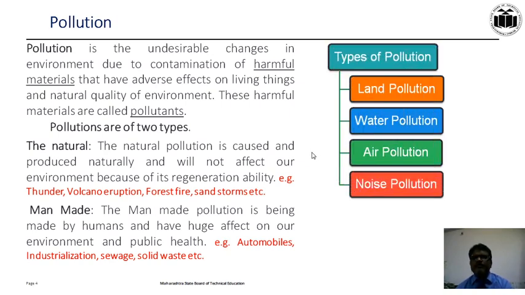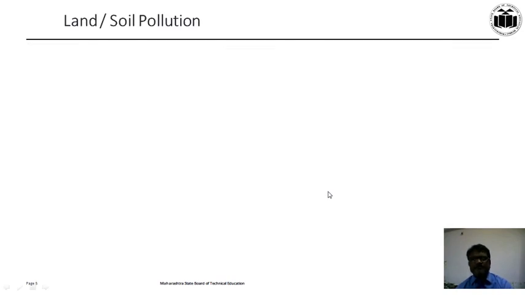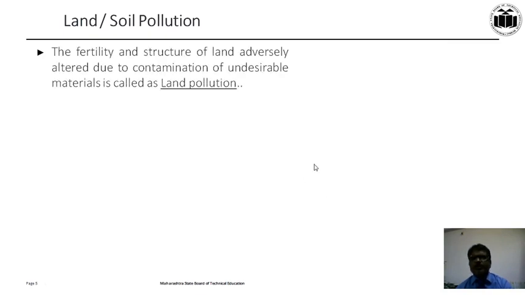Now let us have a look at types of pollution. There are four types of pollution. First is land pollution, second is water pollution, third is air pollution, and fourth is noise pollution. So let us study one by one. First is land pollution or soil pollution.